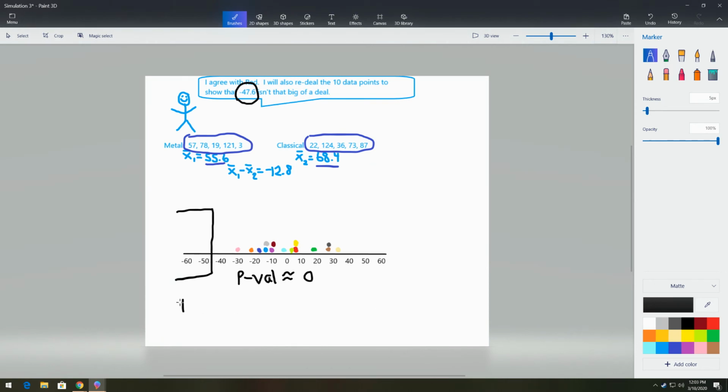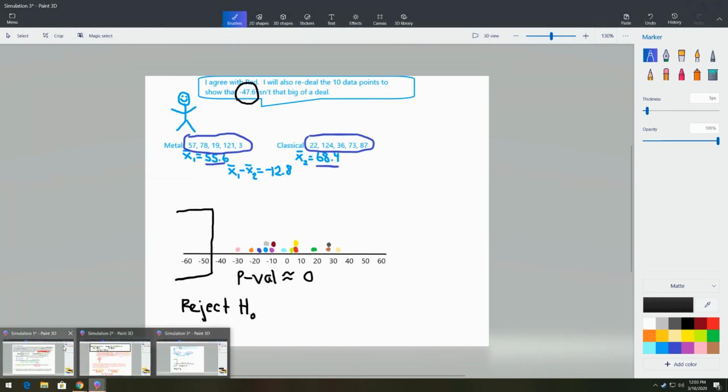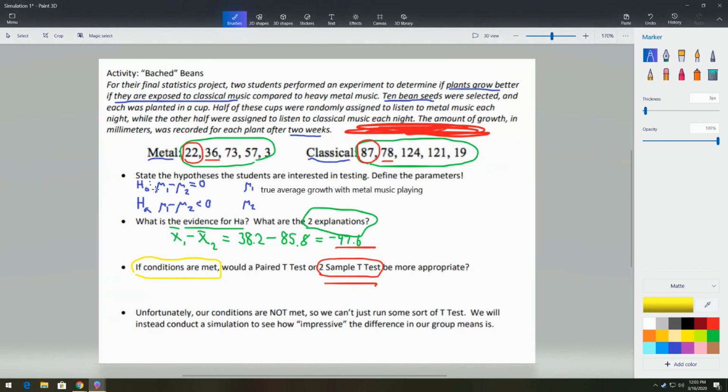That would lead me to reject H0. I'm going to reject my null hypothesis because the evidence is pretty extreme. I was not able to reproduce what I got from my sample data. If I reject H0, I don't have time to write the whole thing out right there. But remember, H0 says there is no difference in my 2 groups. I would have convincing evidence for my alternative, which is, in other words, saying that the classical music plants did grow more on average than my metal.